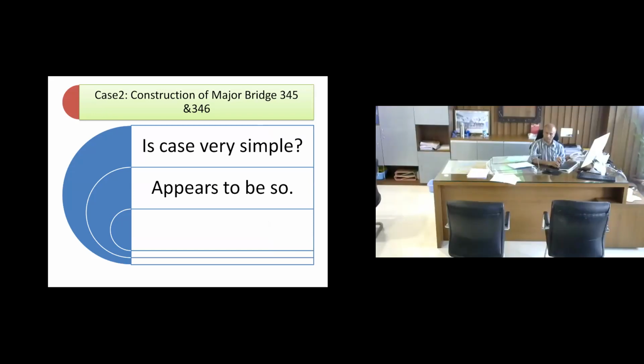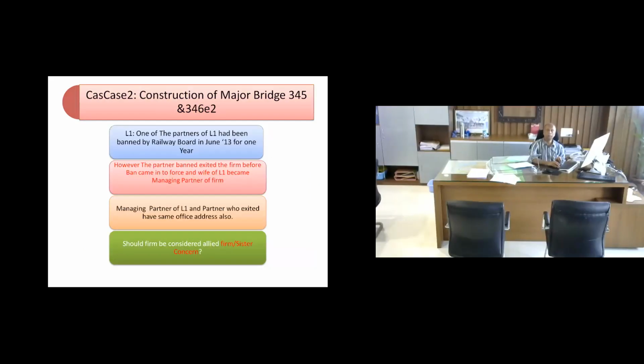It appears to be a very simple case, but it was not so. You see, the L1 had two partners. If you look at the composition of the firm, it had two partners. And one of the partners of L1 had been banned by Railway Board in June '13. And we are talking about November, '13.